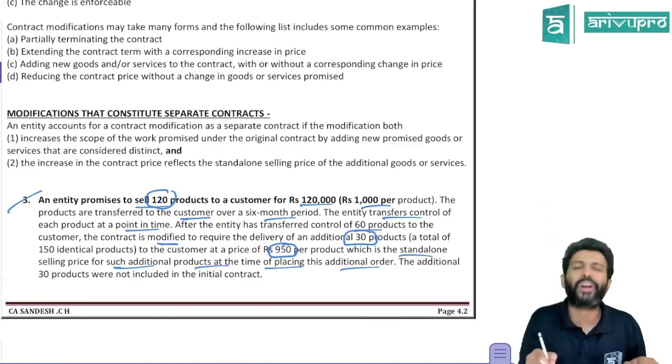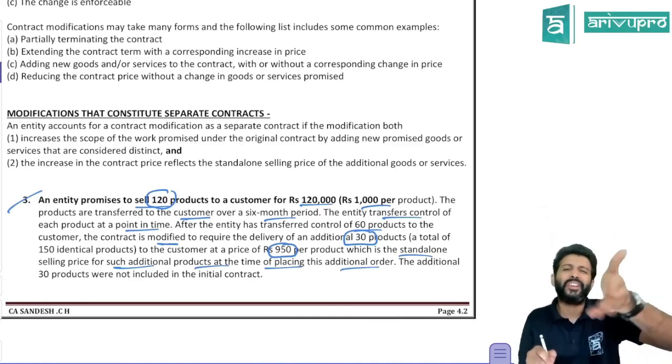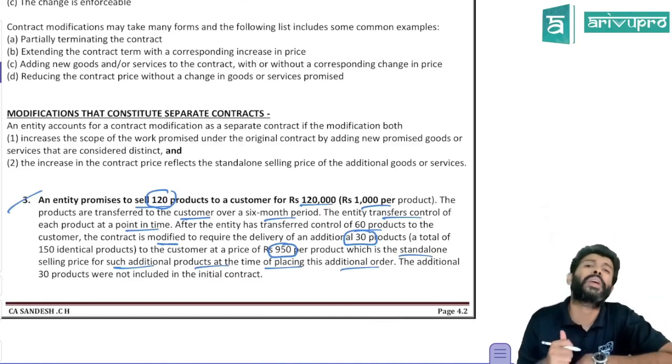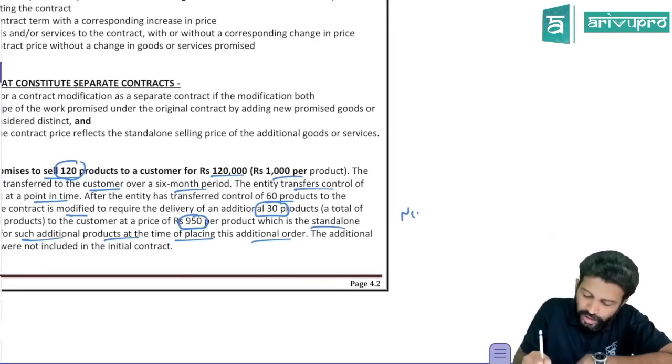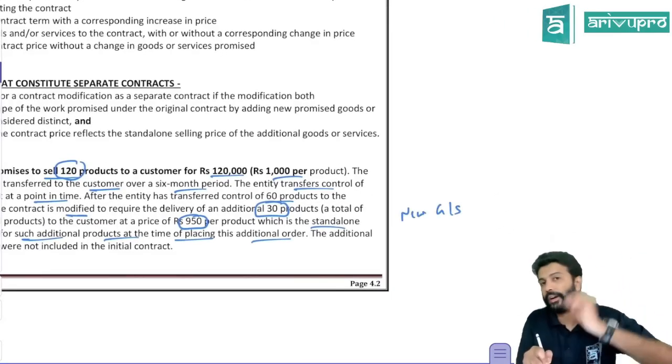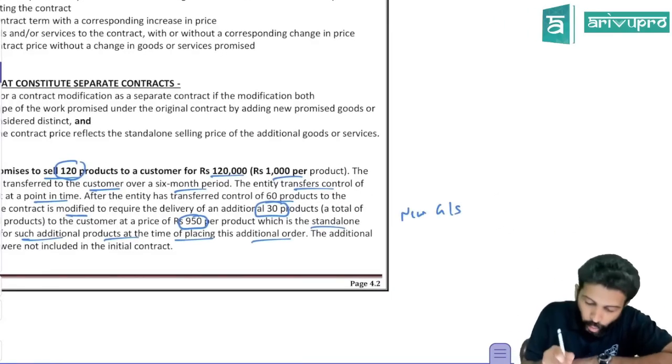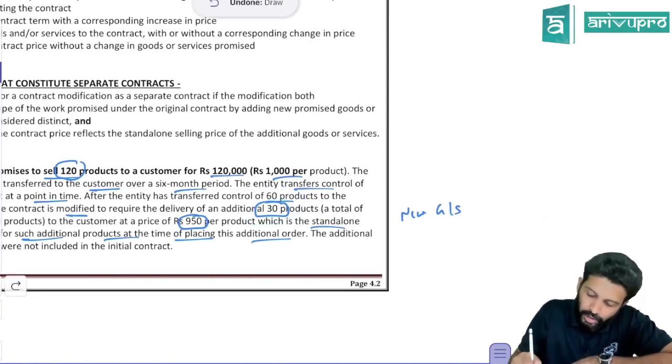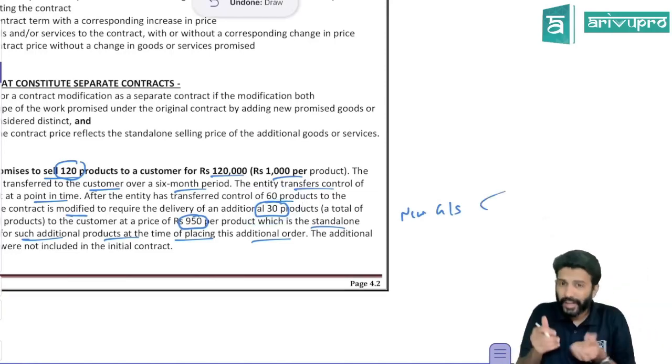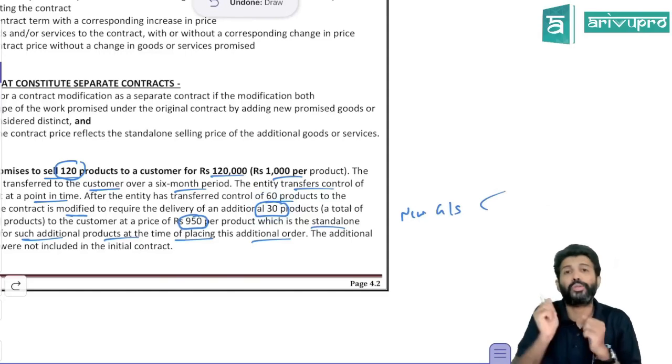So what is the nature of this modification? Is this modification a separate contract? Very much yes. Why? If you want to call it a separate contract, new goods or service should have come in. Here new goods have come. Yes, 30 new products have come. So this condition is satisfied. And the price of these new 30 goods should be at market terms.